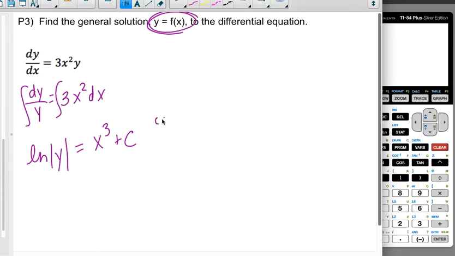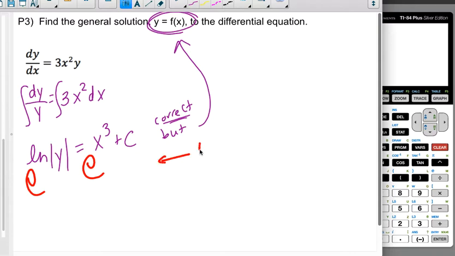So this is correct, right? This is correct, but I have to solve for y. So in order to get rid of the natural log, I'm going to exponentiate both sides. And this is where a little bit of a trick comes in. You're going to find that it's most useful not to leave this as an e to the x cubed plus c. E to the x cubed plus c is the same as e to the x cubed times e to the c.